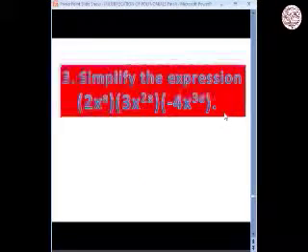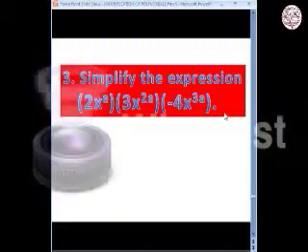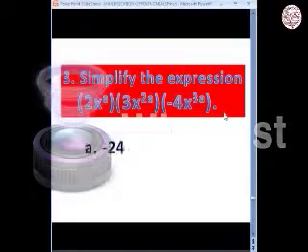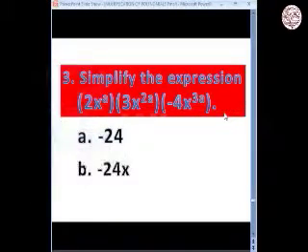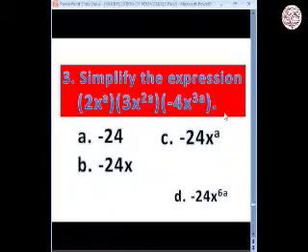Okay, question number 3. Simplify the expression. 2 times x raised to a times 3 x raised to 2a times negative 4 x raised to 3a. Is it A, negative 24, B, negative 24x, C, negative 24x raised to A, and D, negative 24x raised to 6a.